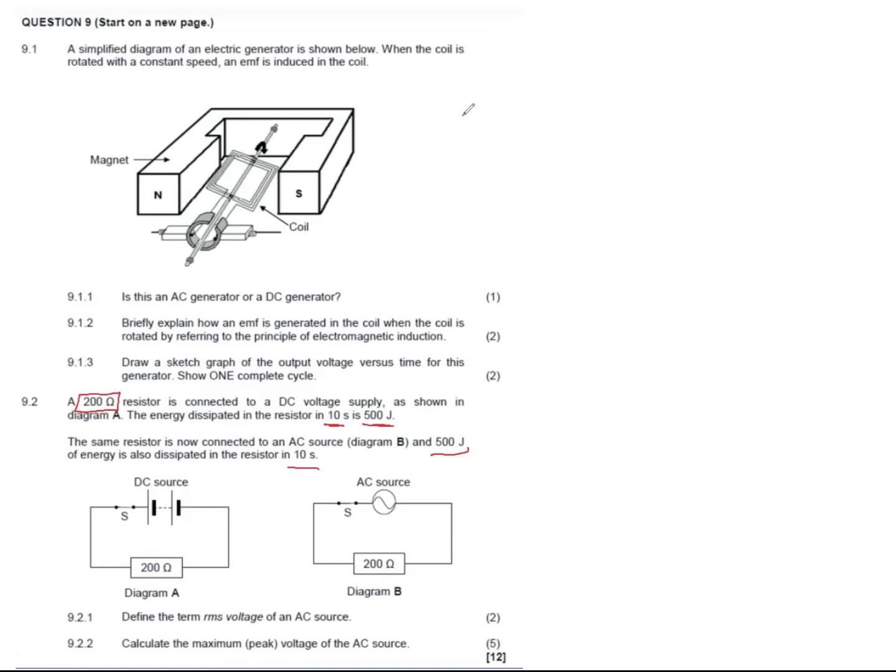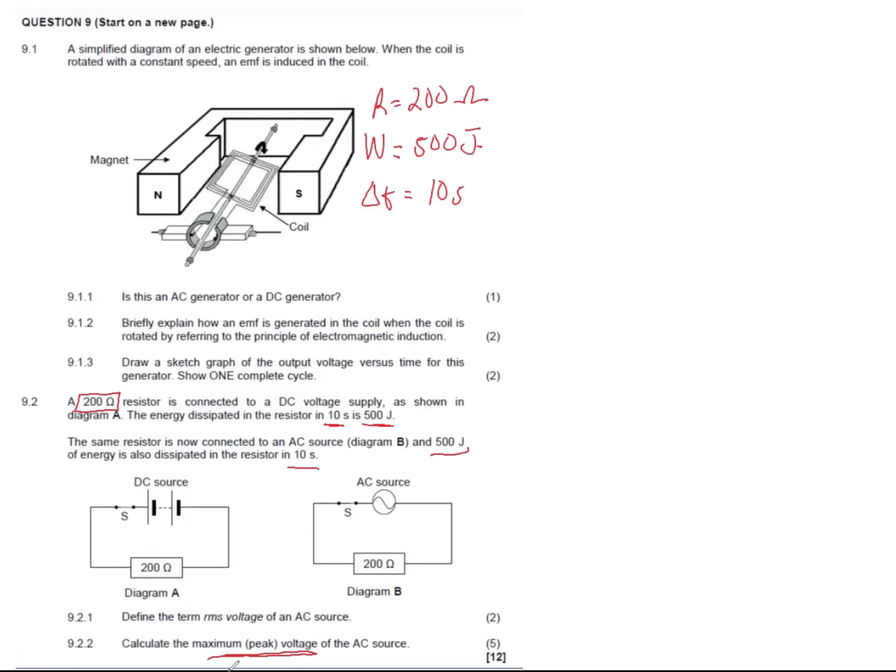How are we going to calculate that? We have the resistance, so let's collect our data. We have resistance, and then we also have energy. Energy is represented by the symbol W. So that's 500 joules. And then what else are we given? Delta t, the time in seconds. So what are we trying to calculate? The peak voltage, the maximum voltage.